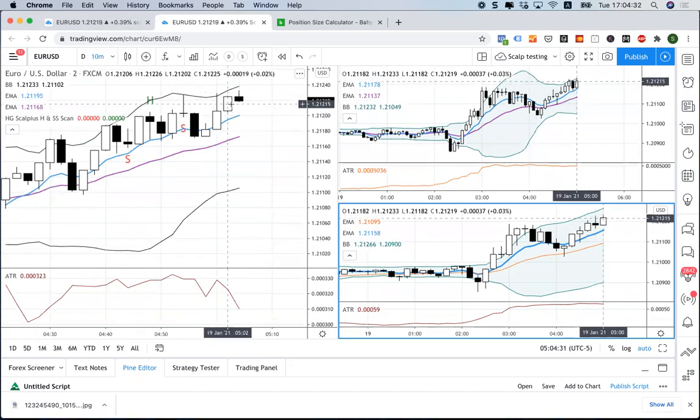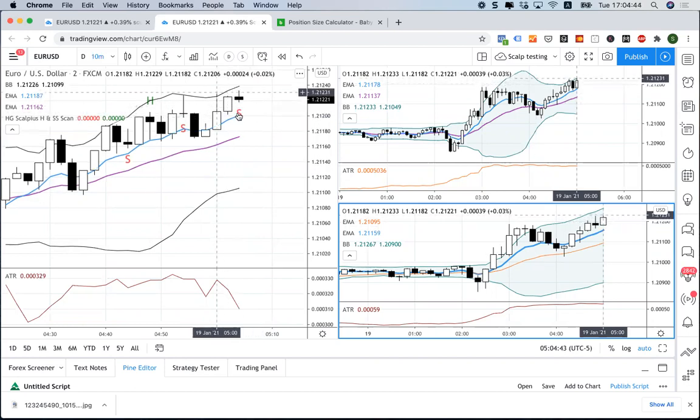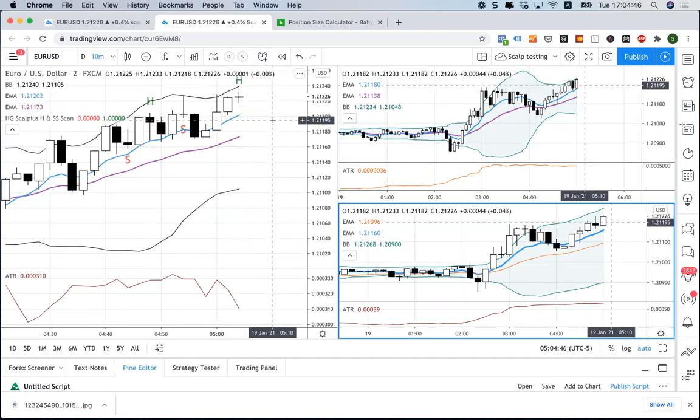They've got to touch at least the 8 EMA. If they touch this purple line, we're going to go for 2R. If they touch only the blue line, we're going to go for 1.1R. Now, the rationale is like a rubber band, the more it stretches, the more it's going to bounce.